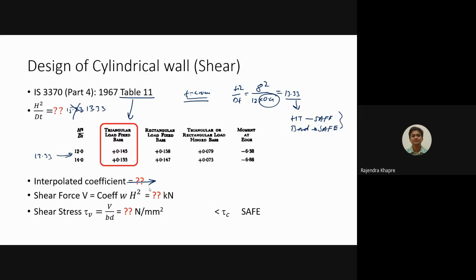0.138. Okay, now in the same table the equation for the shear force is given: its coefficient into W into H square. So the coefficient is 0.138, the density of water is 10, and the height is 8, squared. How much is the horizontal shear force?